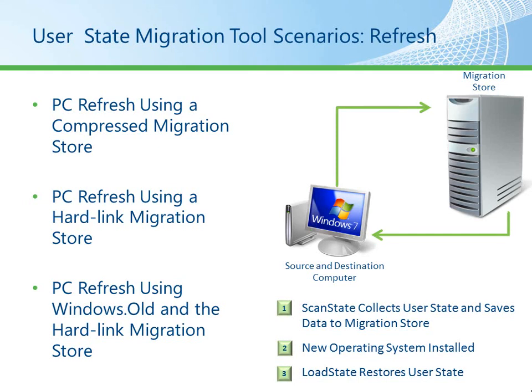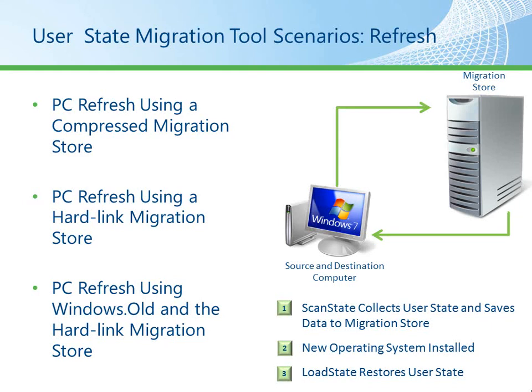So in the case of the HardLink migration store, the administrator runs a scan state command line on each computer specifying the /HardLink command line option. So the scan state saves the user state to the HardLink migration store on each computer. And this basically improves performance because now we don't have any traffic going across the network to take the data back and forth. So it saves a lot of space and a lot of time.